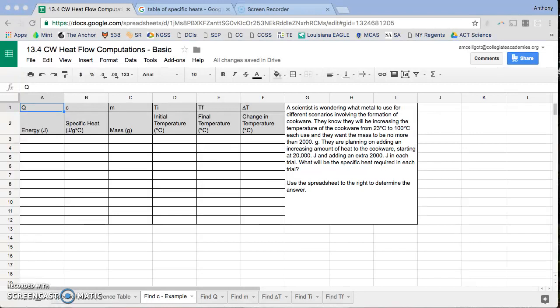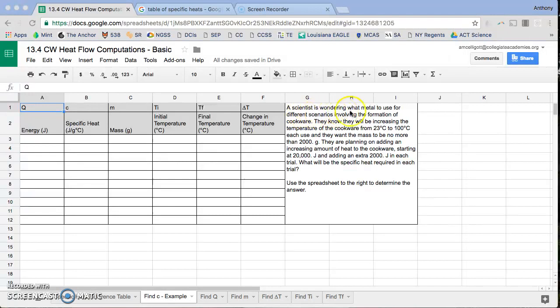Okay, in this case, we're starting with trying to find the specific heat. I know this from reading this question. And to do that, we're going to need to use our equation from yesterday. So follow along, and then you can return back to this example if you get stuck on the subsequent tabs.